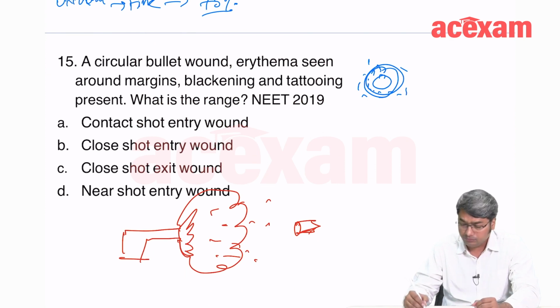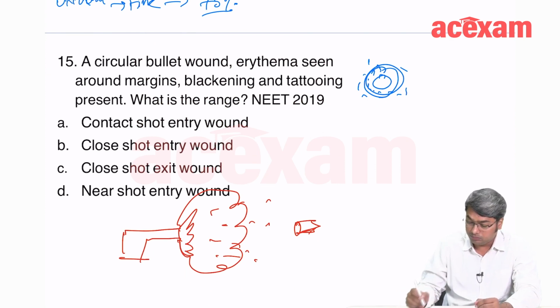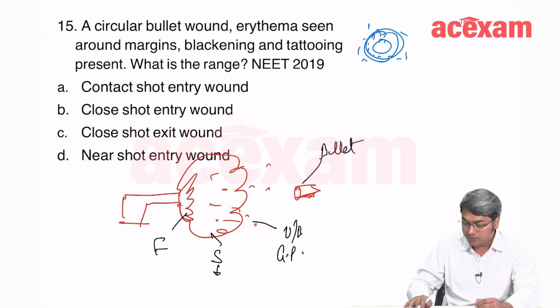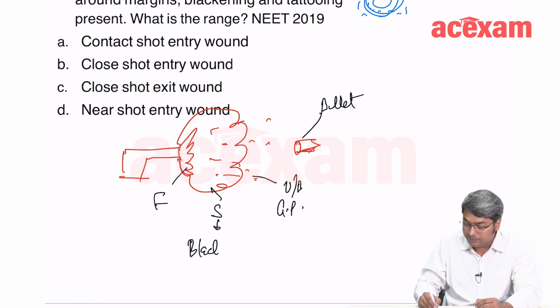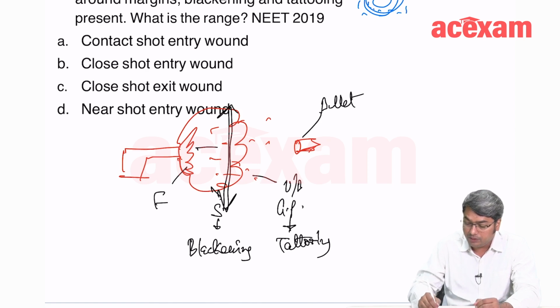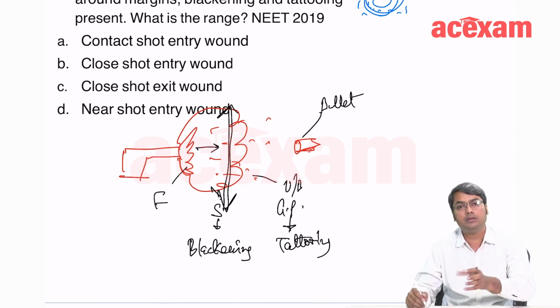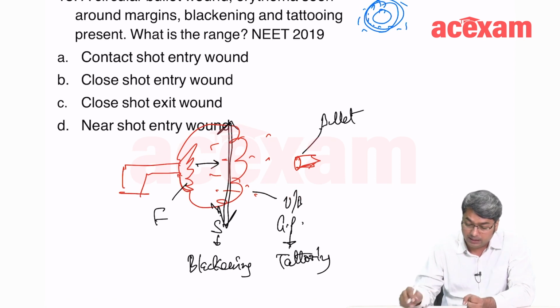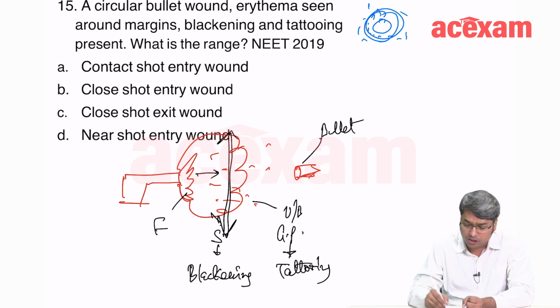And next, this is the flame, this is the smoke, and this is the unburned gunpowder, and this is the bullet. So, smoke will produce what? Blackening, and this unburned gunpowder will produce what? Tattooing. And this person is standing at a range which is away from the range of flame, but in between the range of both smoke and gunpowder. So, that is actually a near shot entry wound.